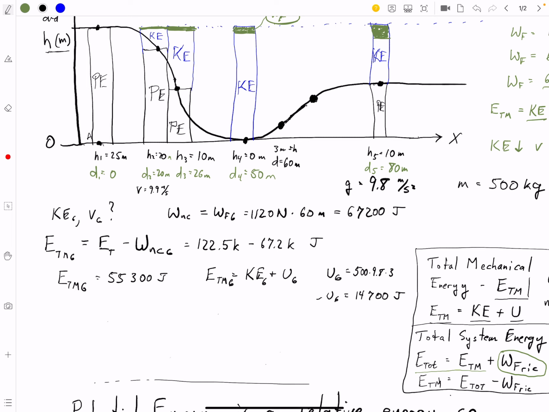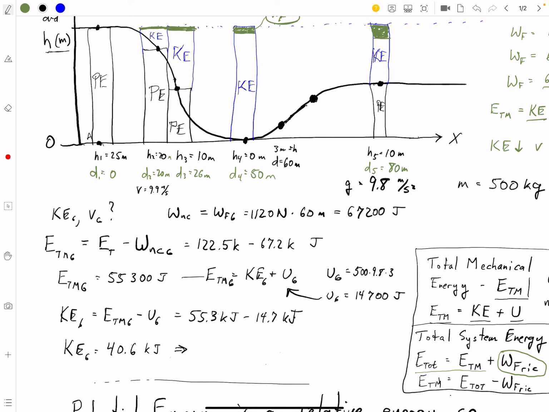Okay, so we can plug U of 6 in here, and since we know this one, we can solve that for the kinetic energy at point 6. It equals our energy total mechanical at 6 minus our U at 6, our potential energy at 6. 55.3 kilojoules minus 14.7 kilojoules gives us a KE of 40.6 kilojoules.